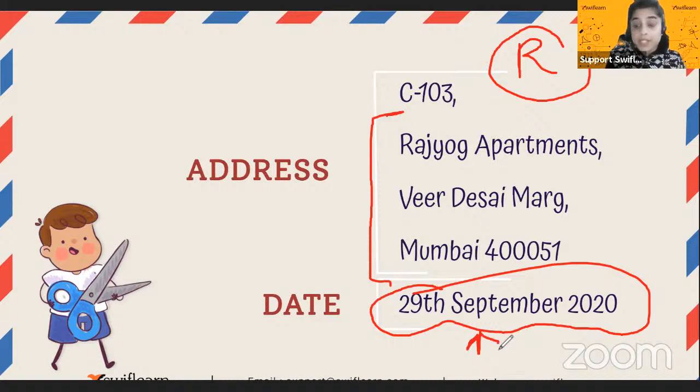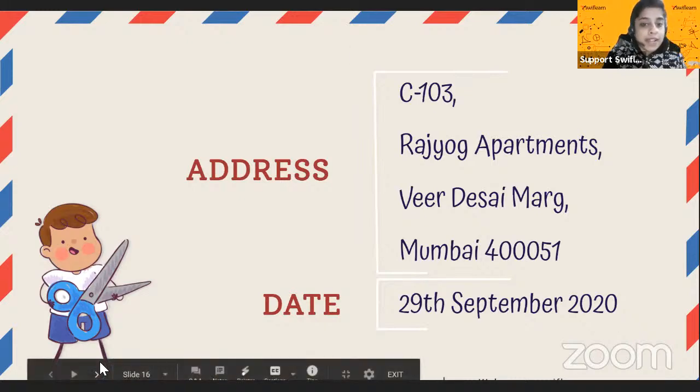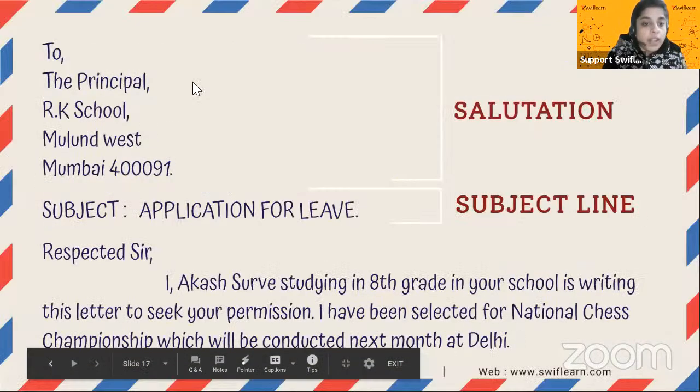For example, what is the date today? Today is 19th December. So how do you write it? You write the date as 19th December 2020. Are you understanding? Please don't write the short form of the date. So this was the first part, when you wrote the address and then the date on the right hand side of your letter. Once you are done with writing your own address and date, you move forward.